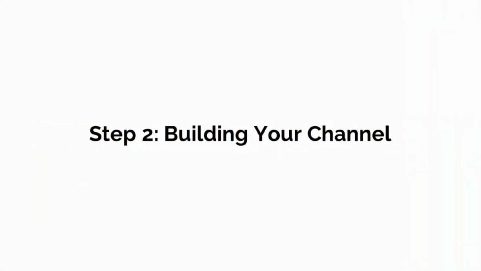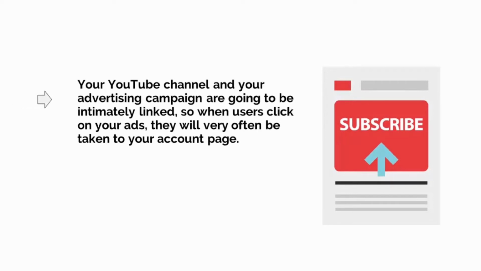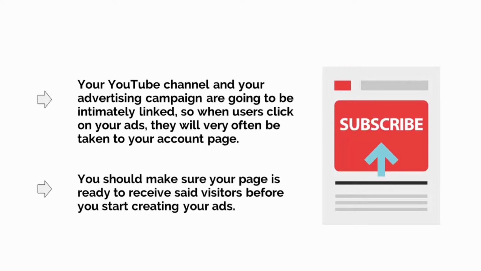Once you have created your channel, the next step is to create some content for it and to add some information. In case you were wondering, your YouTube channel and your advertising campaign are going to be intimately linked, so that when users click on your ads, they will very often be taken to your account page. This means you should make sure that your page is ready to receive said visitors before you start creating your ads.